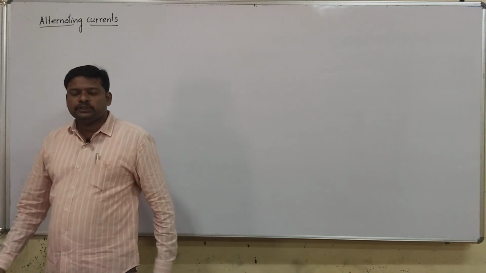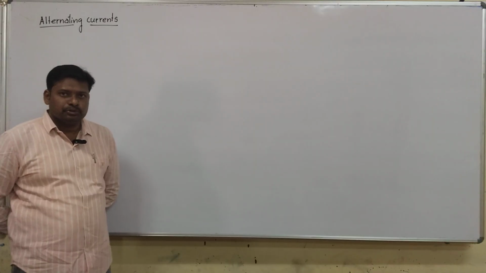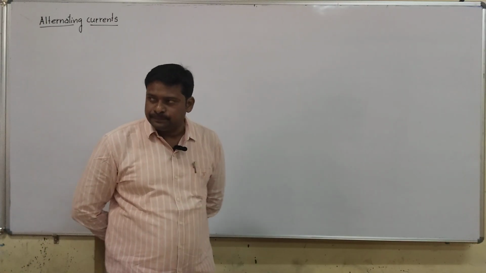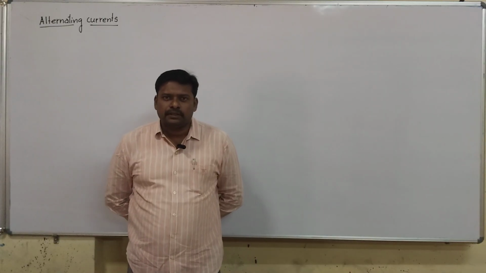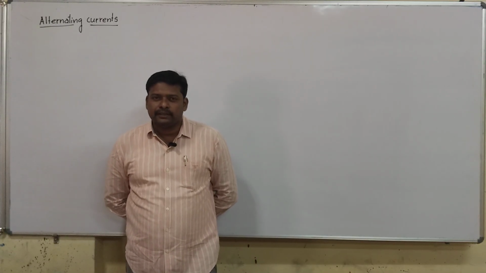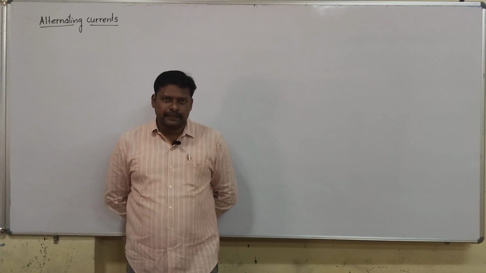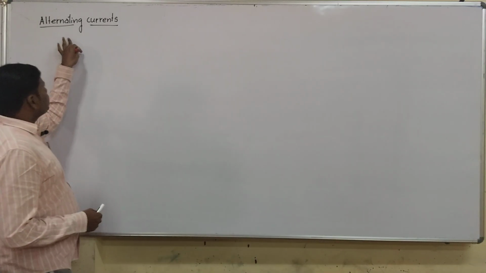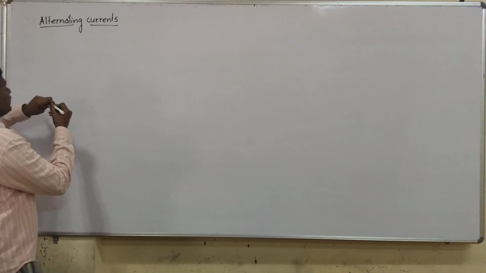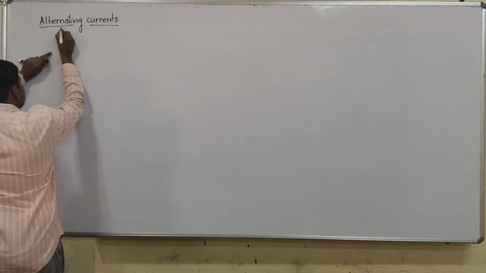Dear students, we shall start a new chapter, alternating currents. In all the previous chapters we had seen a battery connected to a resistor, capacitor, inductor. But here, alternating currents means not only currents, we also see the voltages.